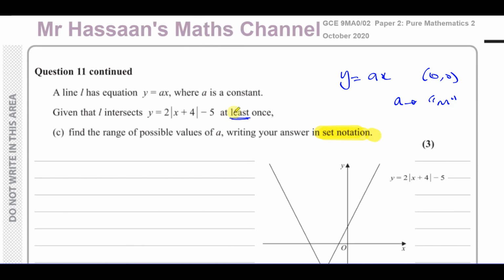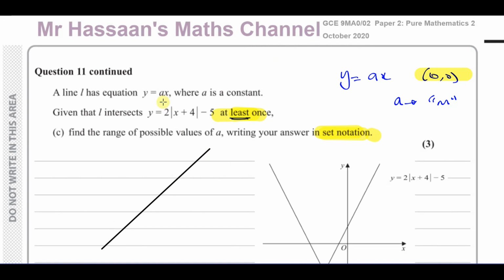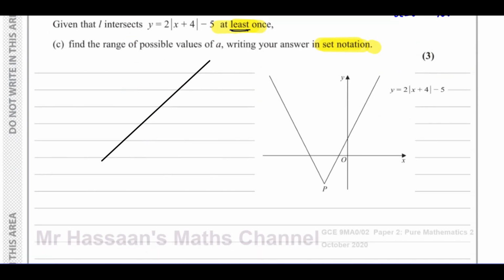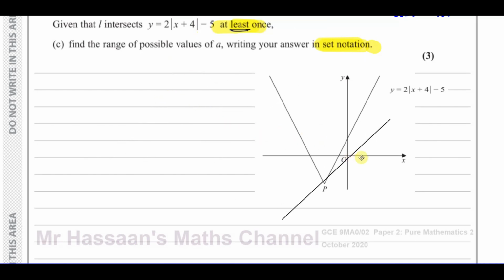That's one thing, right? So at least once, and the fact it goes through the origin, and the gradient of the line is a. So a is the gradient. So let's just do a bit of investigation here. We've got a straight line, and I'll make it a bit thinner. So this line we know passes through the origin for sure, so it has to cut at least once.